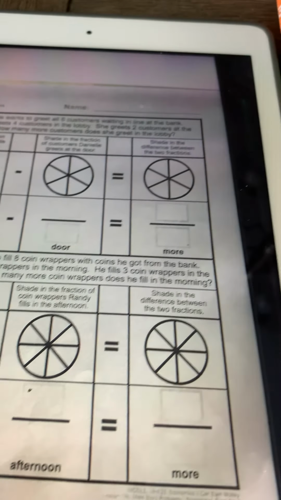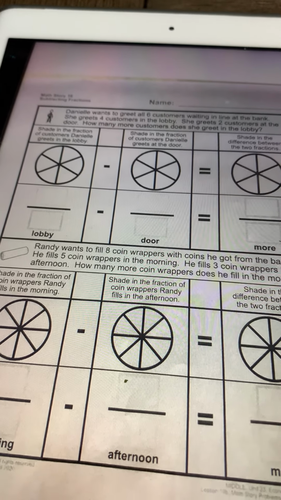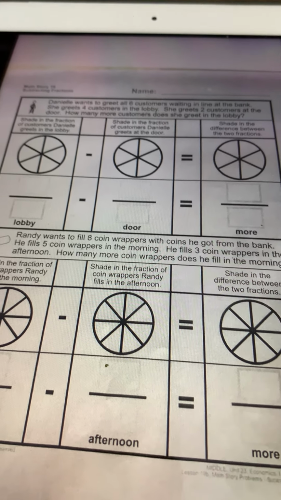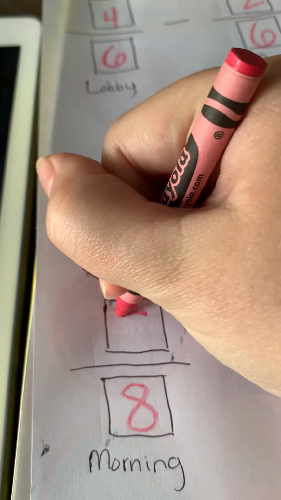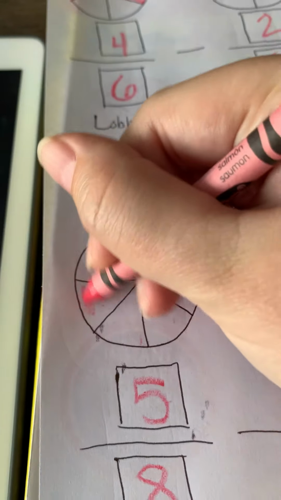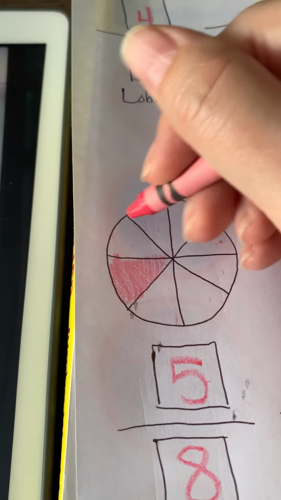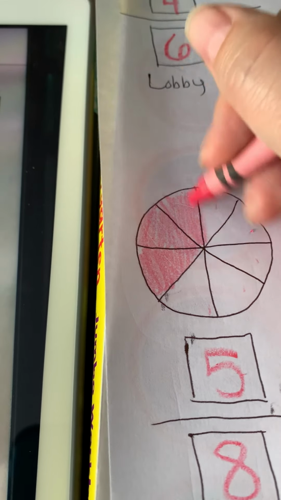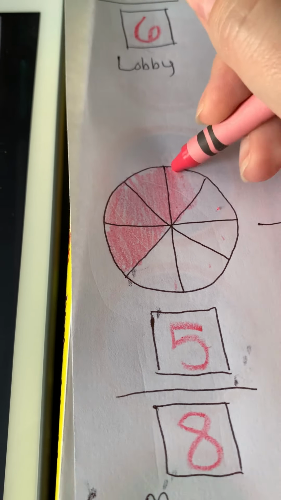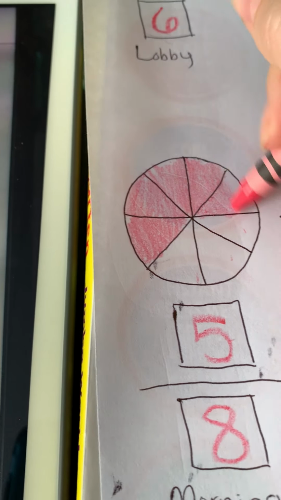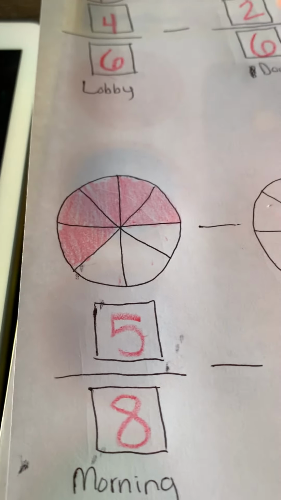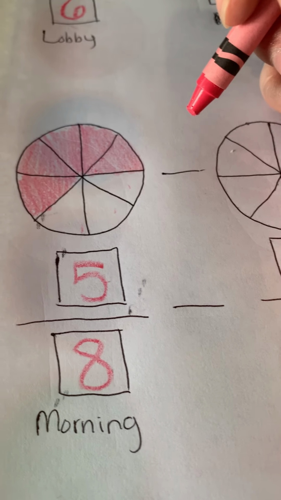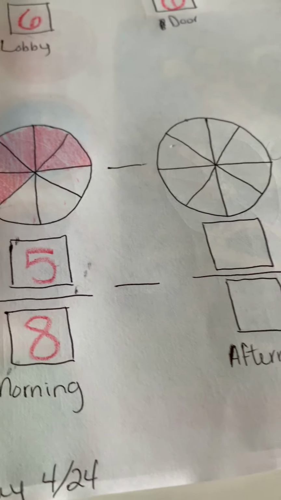So in the morning, he fills 5 coin wrappers. So we're going to put 5 in our top box, and we're going to color in 5 pie slices. So 1, 2, 3, 4, 5. Okay. So he fills 5 out of the 8 coin wrappers in the morning.